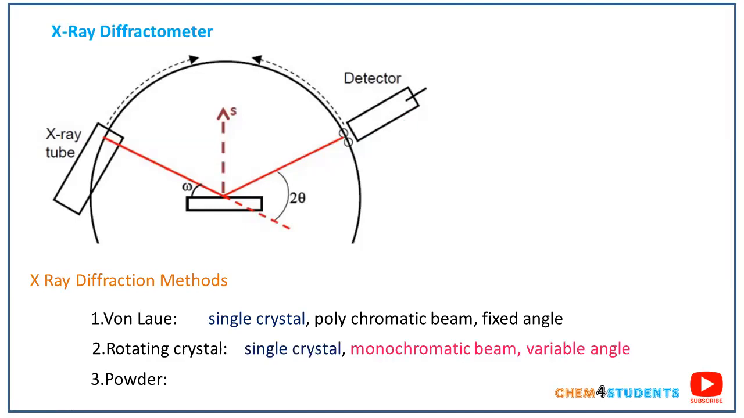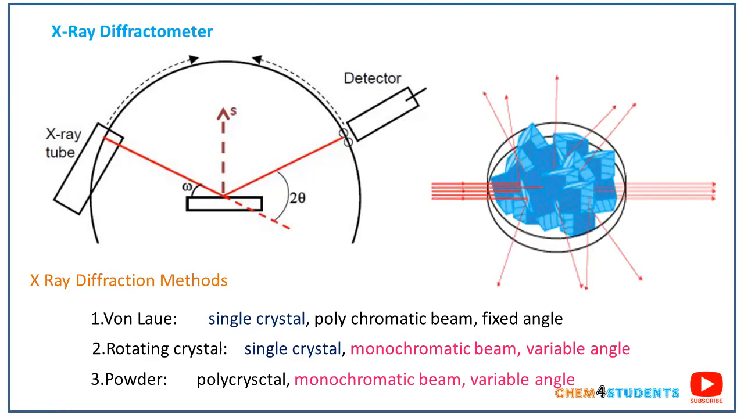Coming to the second method, the rotating crystal method, which employs a single crystal as well, but a monochromatic beam is passed through it and the detector is positioned at variable angles. Coming to the final method, the powder method, it is a sophisticated and useful method. This method is simple to use for analyzing polycrystals. We can send a monochromatic beam through the sample and place the detector at a variable angle. In this image, you can see various diffractions of polycrystalline substances using the powder method.